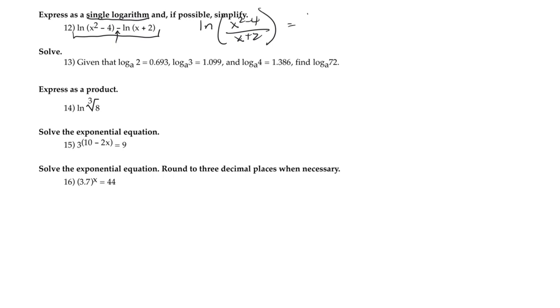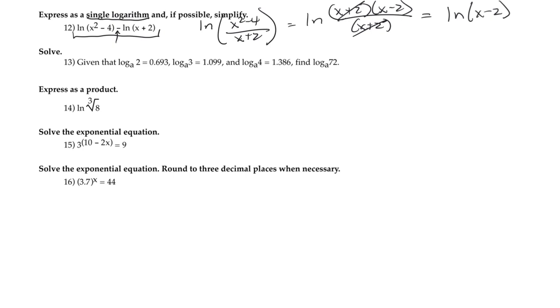Now the top, I can factor to (x plus 2)(x minus 2). And if I have an x plus 2 on the bottom, I can cancel those two. So my final answer would be ln of (x minus 2).